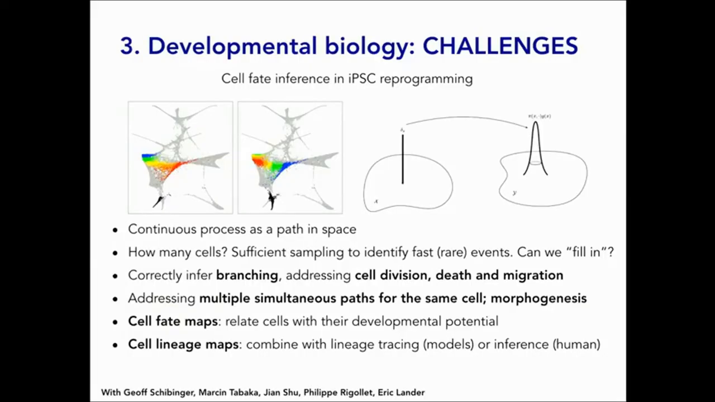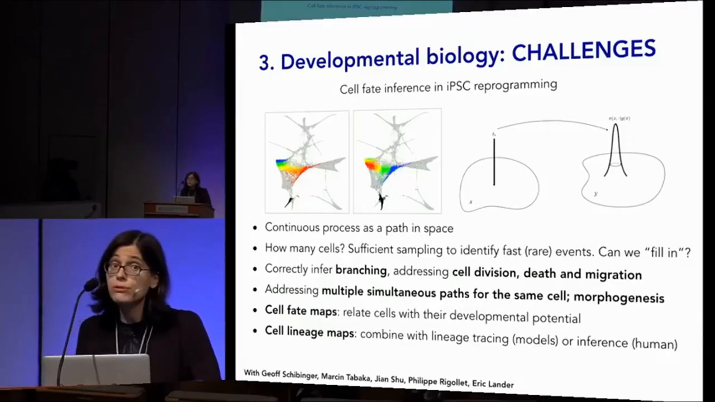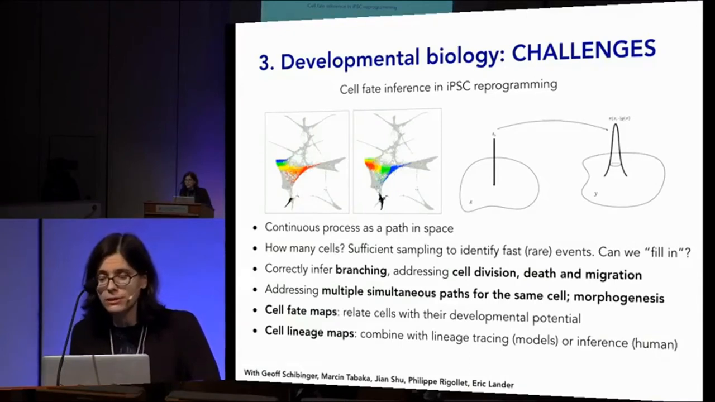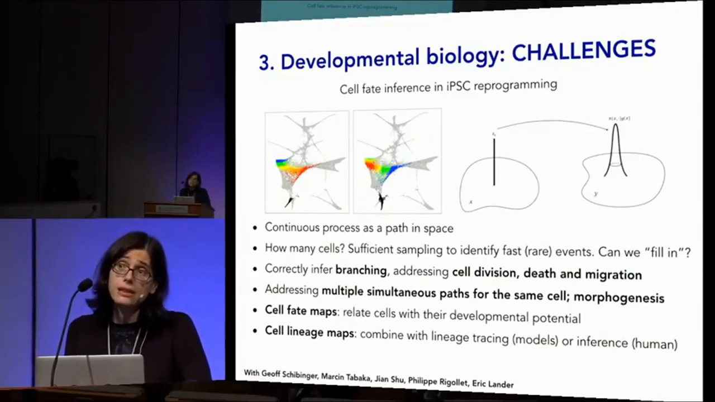We can think of these dynamic processes as continuous paths in space. There are practical questions. How many cells do we need to sample in order to get a good idea of every step in this? When some processes are really, really fast, the cells might be really rare. Could we fill in those blanks by some assumptions on how a continuous process might look like? We need to infer branching and lateral movement, cell divisions and cell death and migration events, all of which would require more sophisticated models. We might have to understand multiple paths that the same cell is taking at any given moment in time.